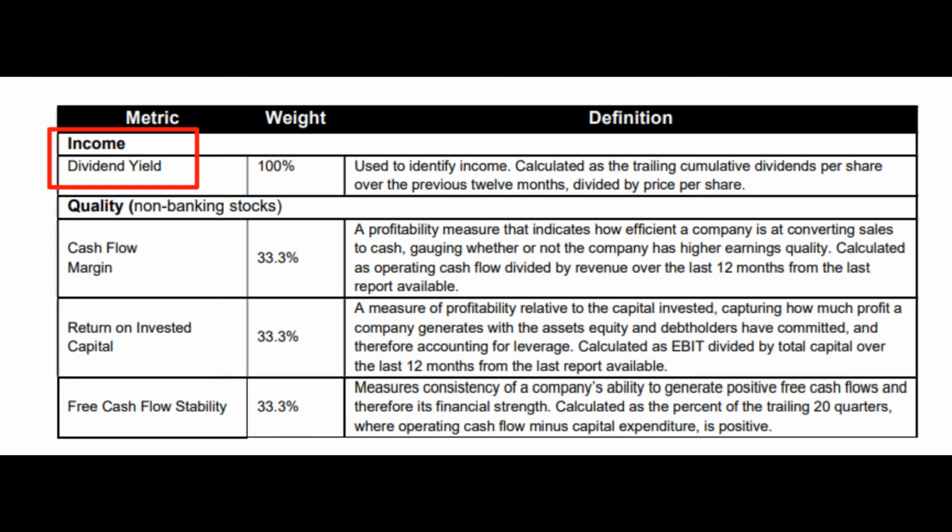The main screeners are income and quality ones. The income screener makes sure that only companies that pay dividends are included in the fund. This is a major difference with the S&P 500, where there is no requirement for a company to pay a dividend, which brings the total dividend yield down. But more on that later.